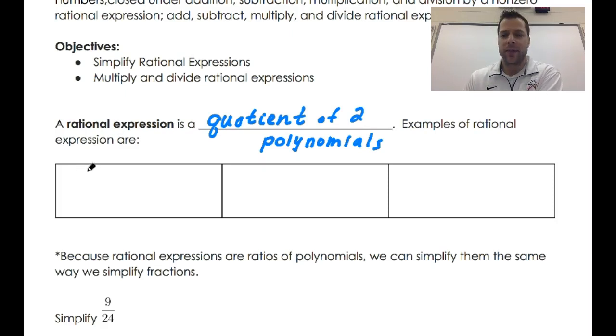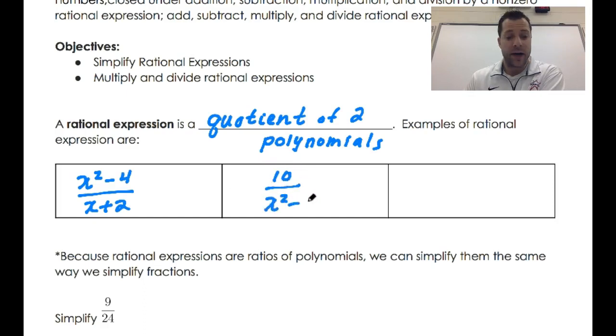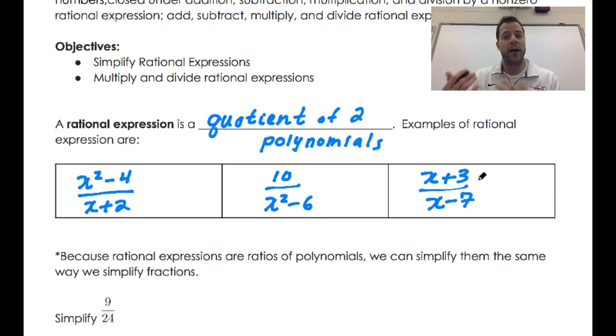If you've seen this before, you have x squared, a polynomial, and you're going to divide it by another polynomial, so maybe x plus 2. And what happens if we had maybe just a number, 10 over x squared minus 6? These are all polynomials. And finally, if we had x plus 3 over x minus 7. So those are types of rational expressions, the quotient, the division of two polynomial expressions.